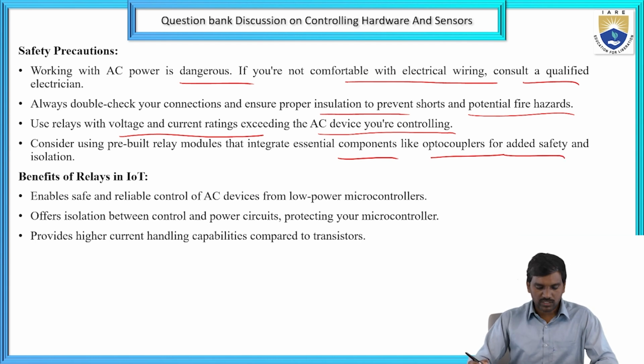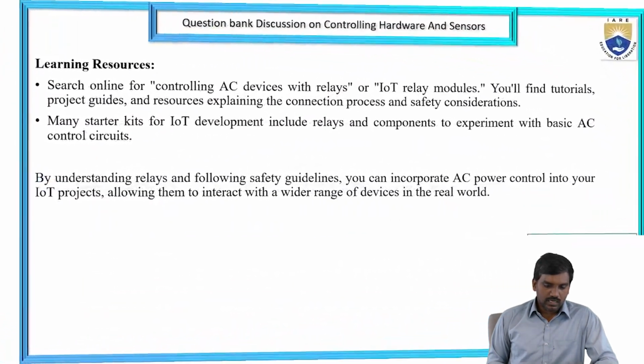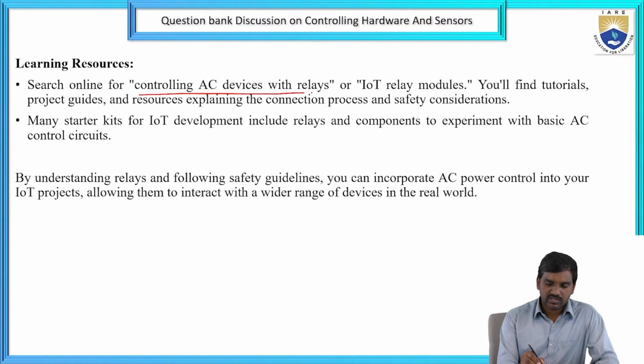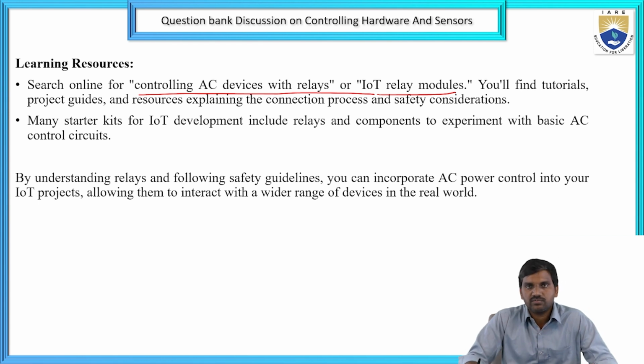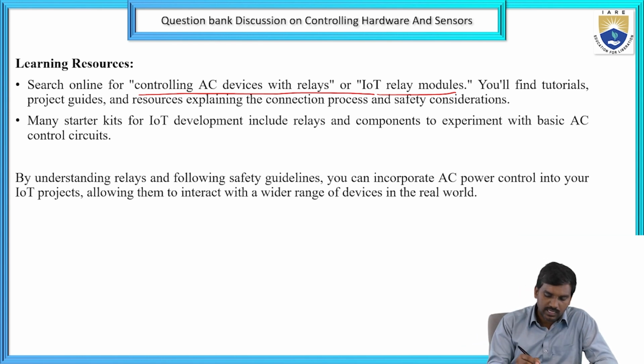And benefits of relays in IoT. So here it enables safe and reliable control of AC power from a low power microcontroller. It offers isolation between the controller and the AC power circuit, protecting your controller. It provides high current handling capability compared to transistors. So these are the benefits of relays in IoT. And learning resources, just you can type controlling AC devices with relays or IoT relay modules, and you can find everything regarding relays.